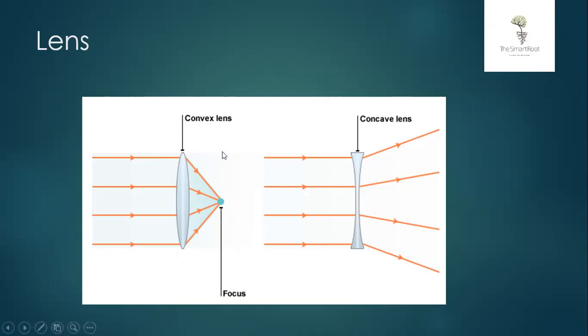So a convex lens we call a converging lens, and a concave lens is a diverging lens. Let us see the different cases of the convex and concave lens. Let us see what kind of images we get when we place the object at different positions. Again, whatever criteria were there, everything will be the same.